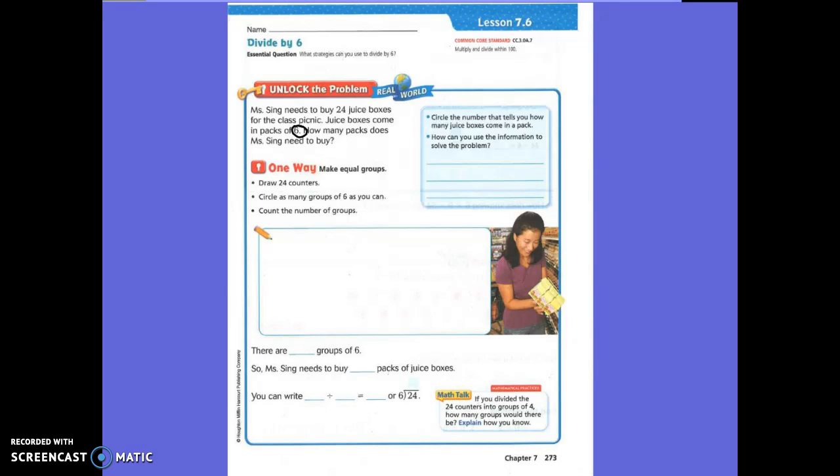Now, how can you use this information to solve the problem? How can you use that? What are you going to do? Okay, but what are we doing when we're drawing an array? What kind of problem are we doing? Okay, but I'm asking for the problem. What operation are we using? Division. Okay, that's what they wanted you to do. They said they want you to divide.